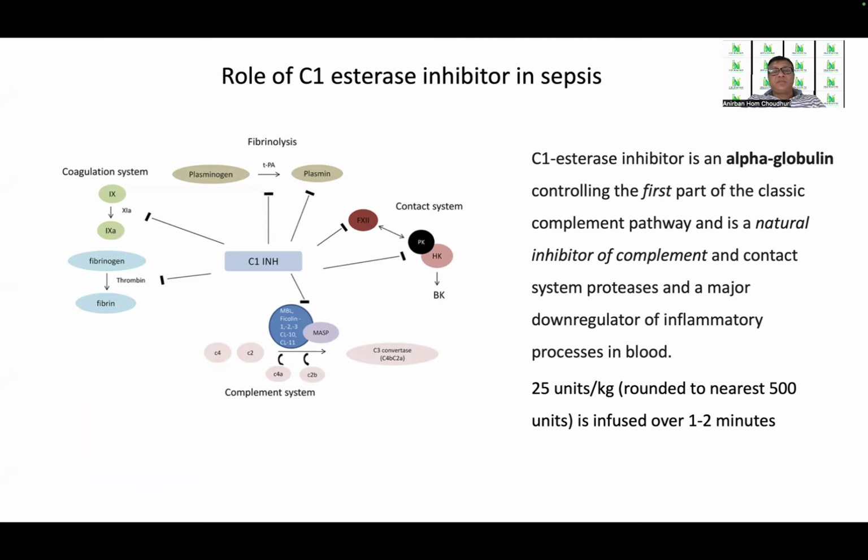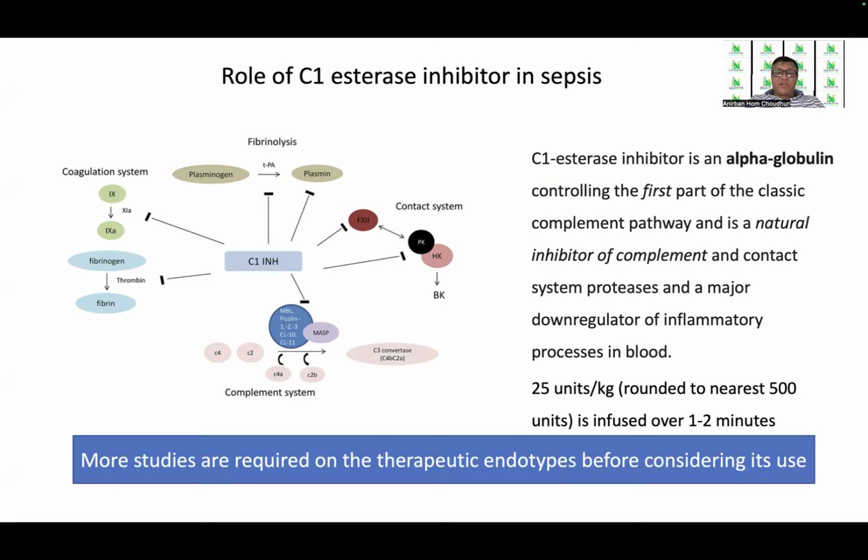Another new drug found to have a good role in the treatment of sepsis is the C1 esterase inhibitor, an alpha globulin, because it controls the first part of the classical complement pathway and is a natural inhibitor of complement. It also inhibits various proteases and down-regulates inflammatory processes. It has been used since its beginning in angioedema, but at a dose of 25 units per kg infused over 1 to 2 minutes, it has also been found to have some effect in sepsis. But we need more studies on the therapeutic endotypes before considering its use.